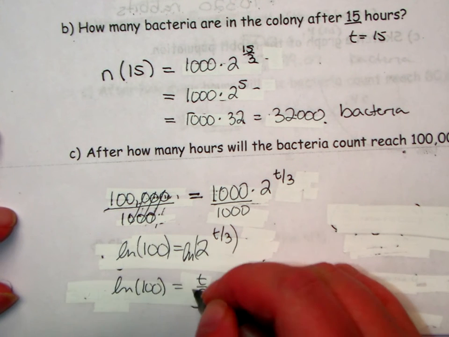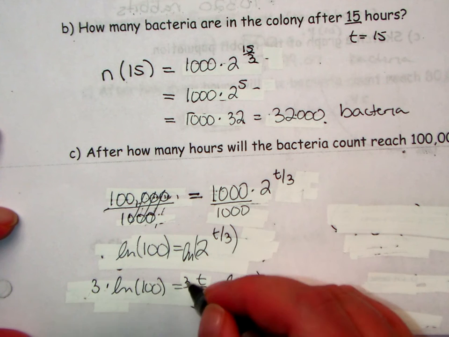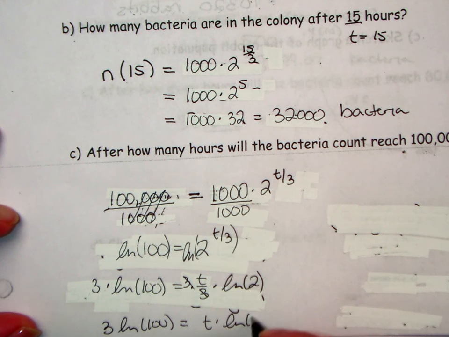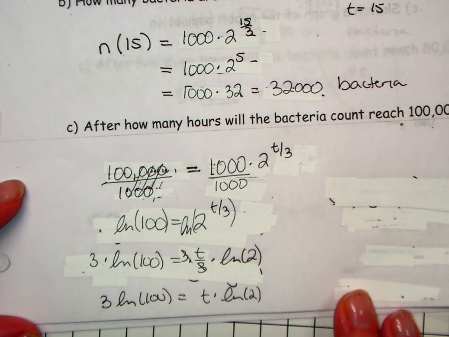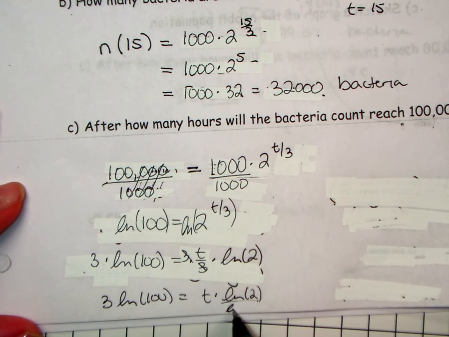So I think I'm going to multiply by 3 first to cancel the fraction. So I get 3 ln of 100 equals t ln of 2. And then to solve for t, I'm just going to divide both sides by ln of 2.